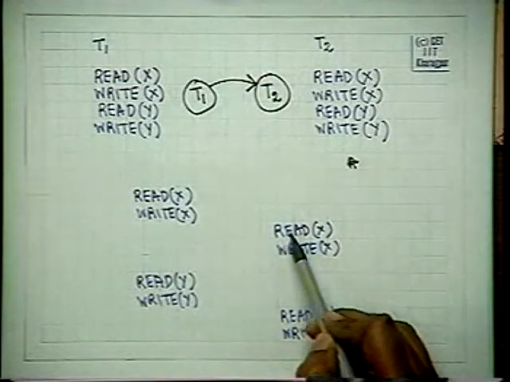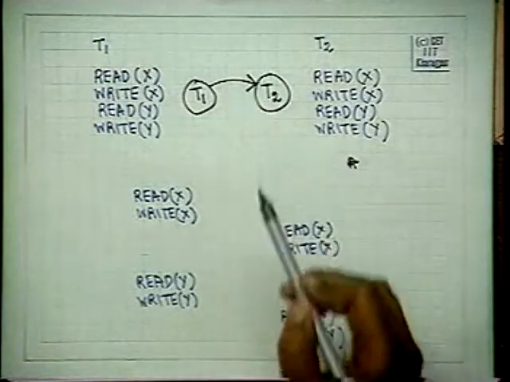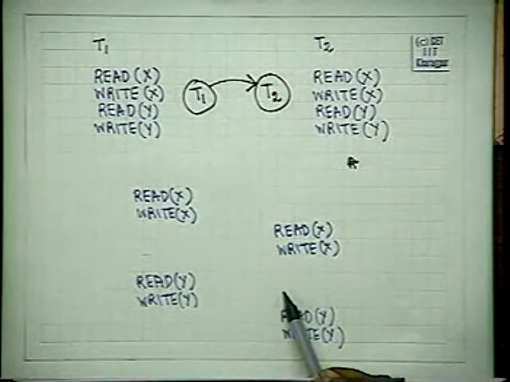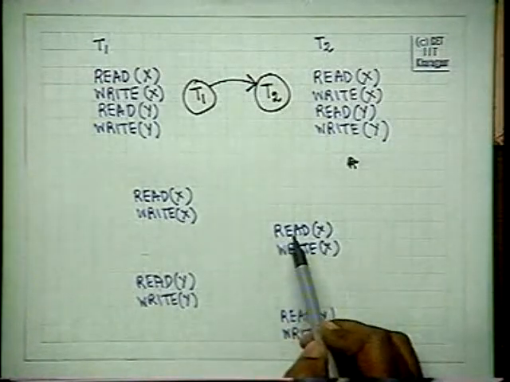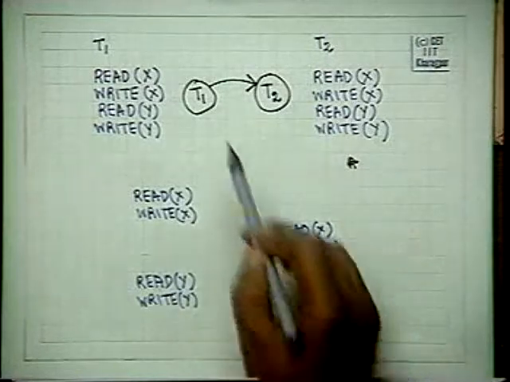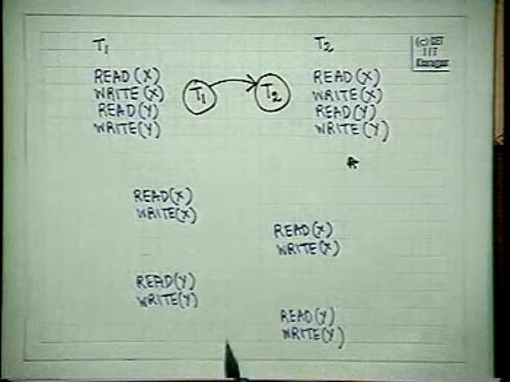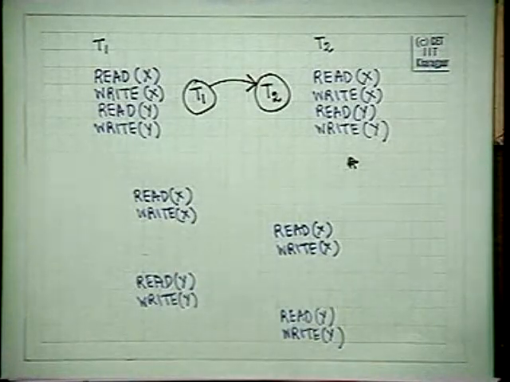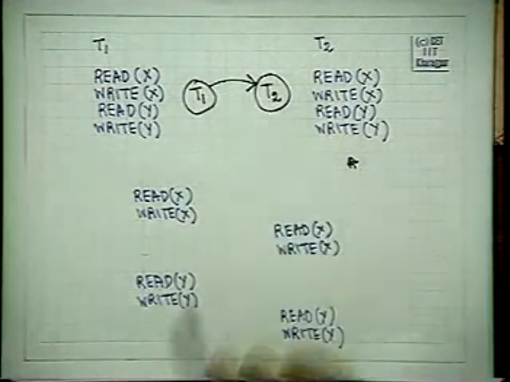Why? Because this read cannot be moved over this write. This arrow will come either because of this criterion or because this read cannot be moved above this write. Alright. So we now have this arrow, and there is no other arrow here because this one can be moved right up, this one can be moved right up. So given two transactions, here there is only one arrow.